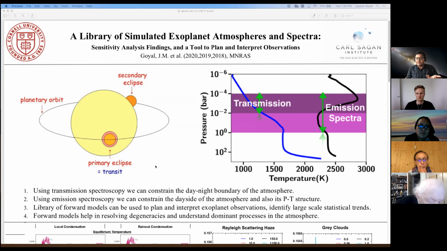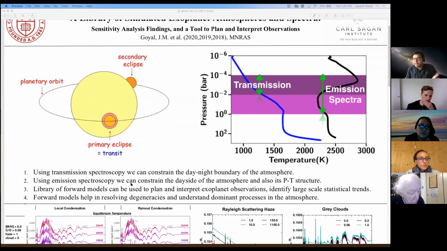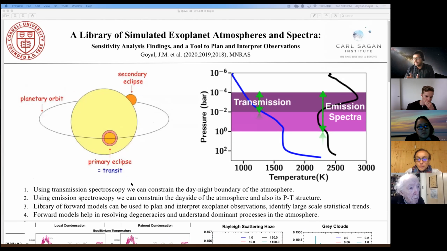So in our initial work, we selected around 117 planets that we thought were good for transmission spectroscopy based on their scale height, which is governed by the temperature and gravity. And we developed a library of models for them. This library of models is basically used to plan and interpret the observations and also identify large-scale statistical trends, which we can do for some of the planets where we have more observations now. And also the most important thing is these are forward models, so you can always plan the observation.